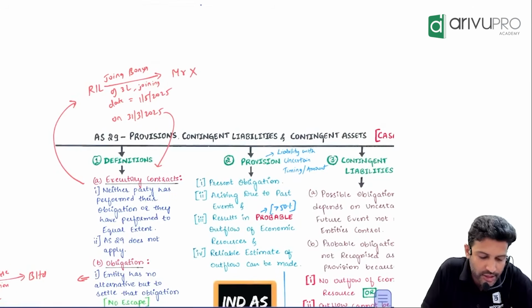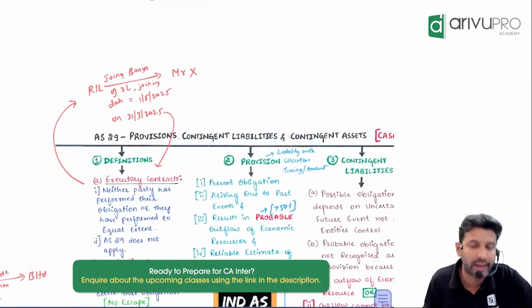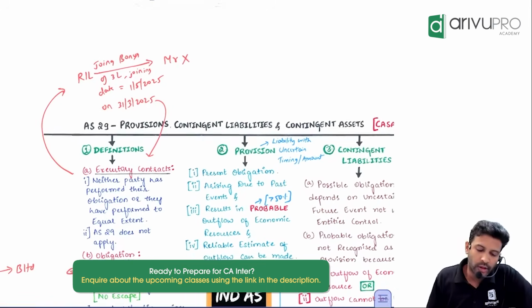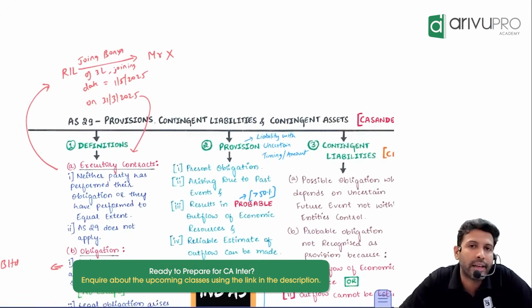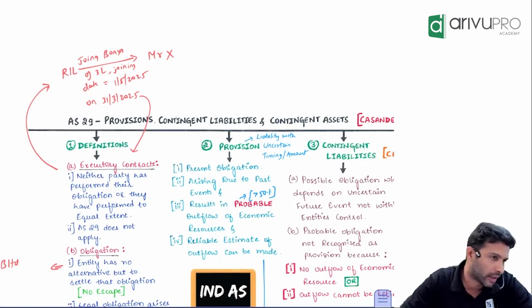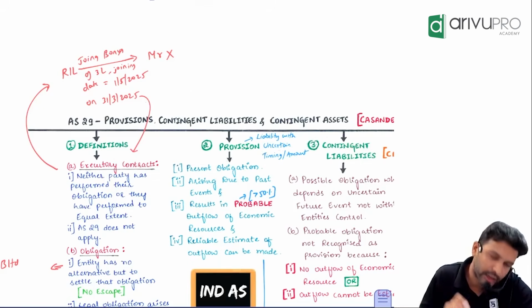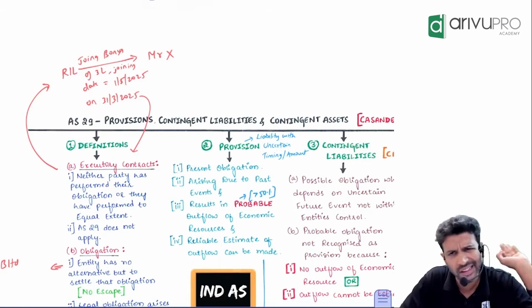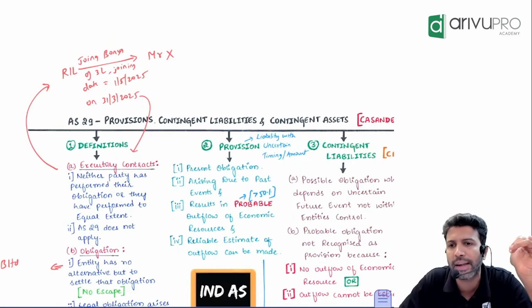Hello people, let's revise Accounting Standard 29 now. Accounting Standard 29 talks only about three things: provision, contingent liability, contingent asset. That's it. Only these three are the scope of AS 29.